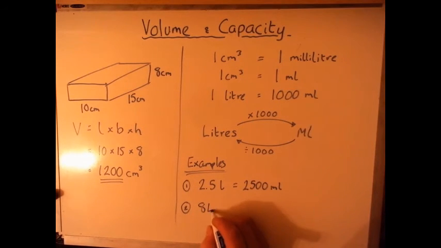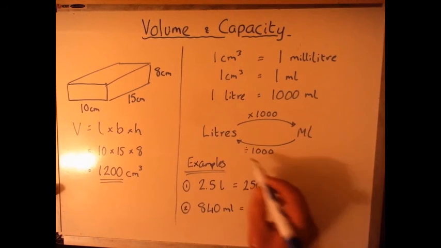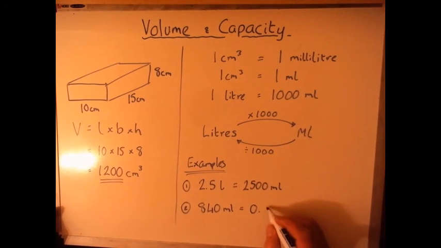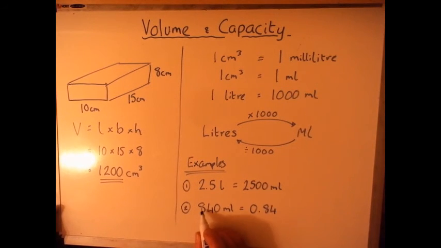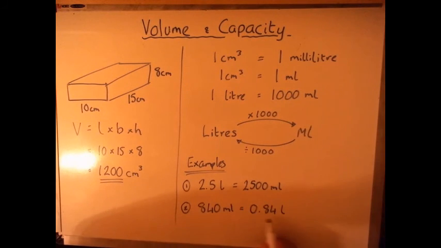Example 2, we'll maybe work back the other way. Let's have a look at something that has 840 millilitres. So I've got millilitres, I want to get back to litres, I'm going to divide by 1000. These digits are going to move down 3 columns, so my 8 moves from the hundreds, tens, ones, and then into the tenths column beyond the decimal point. So this will be 0.84 litres. So 840 millilitres is 0.84 litres.